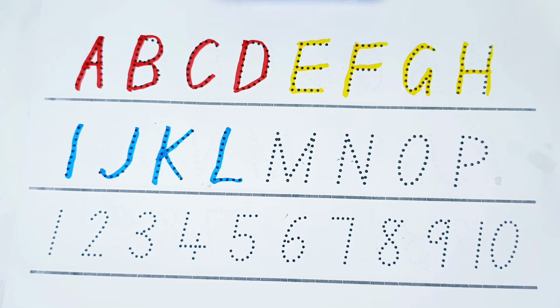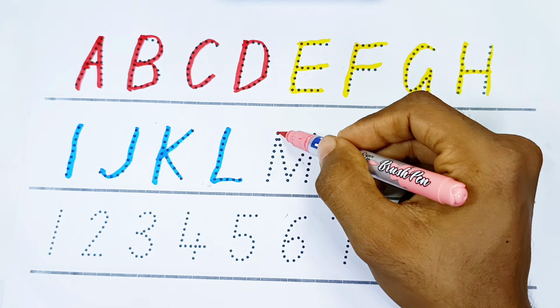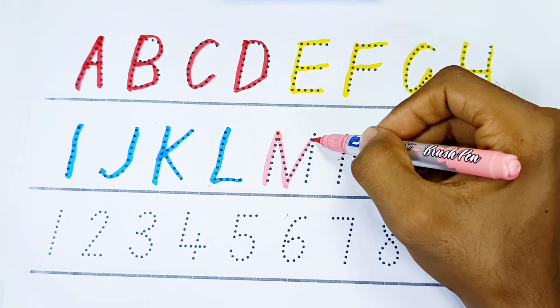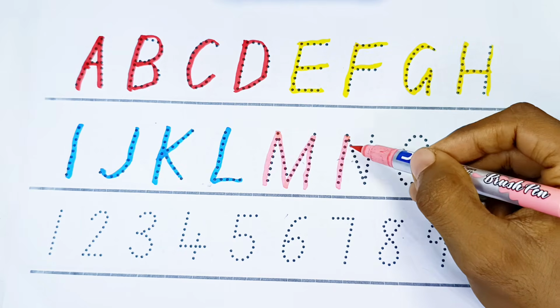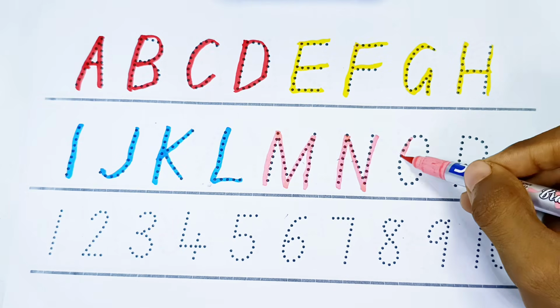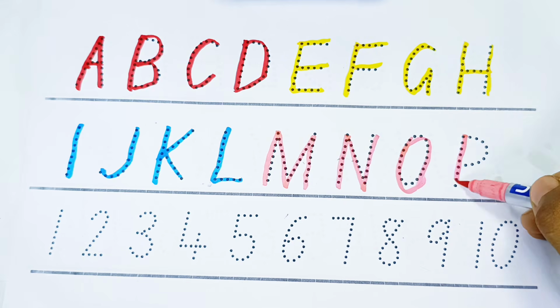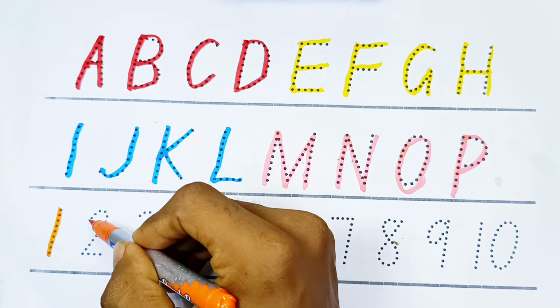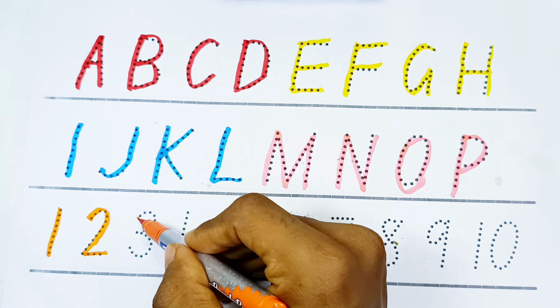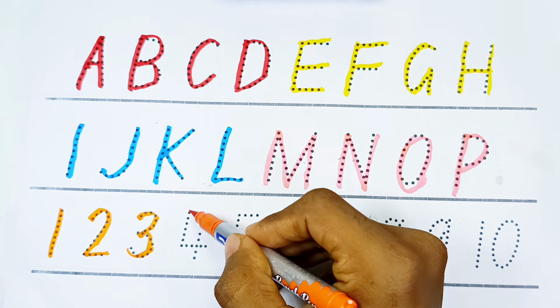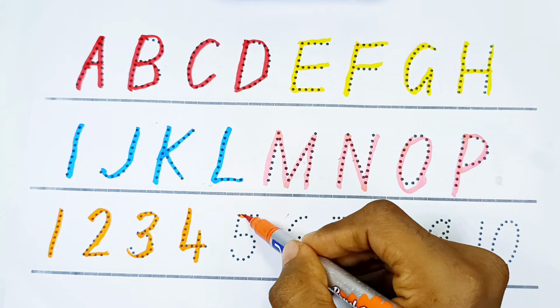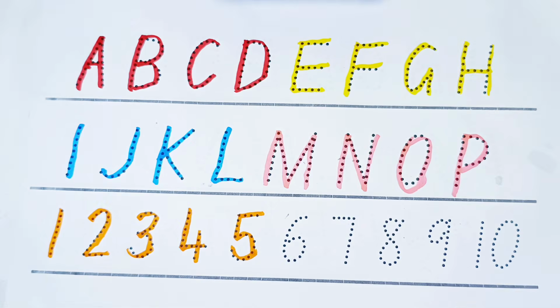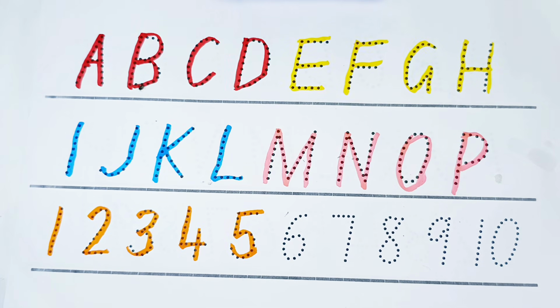Kids, now you draw M. M for moon. N for nose. O for orange. P for parrot. Kids, now you draw numbers. And first you draw 1. 1, 2, 3, 4, 5. Kids, now you draw 6.